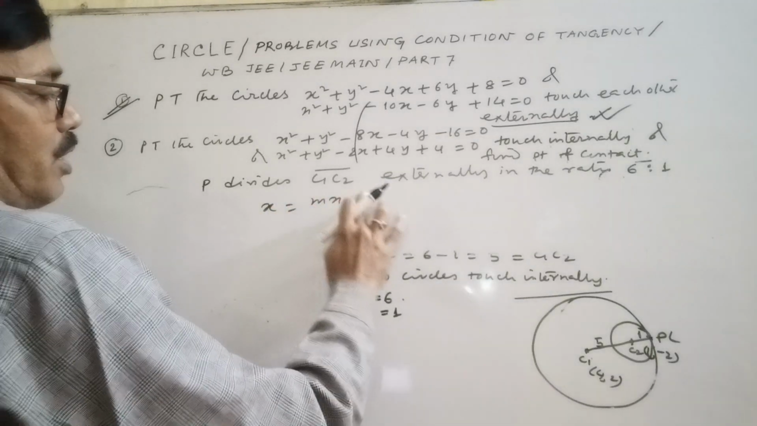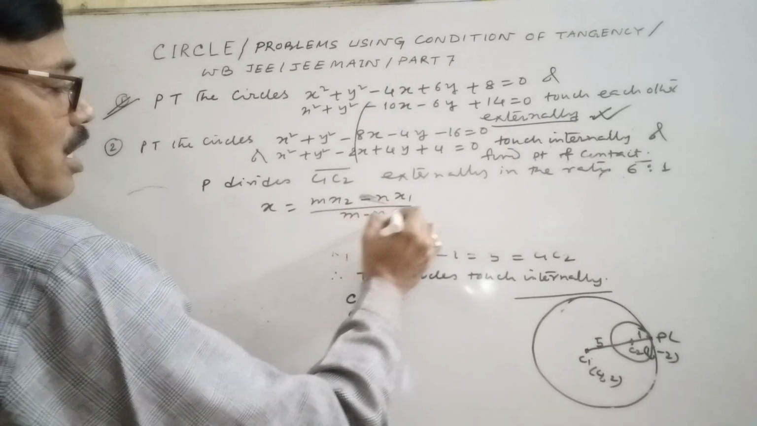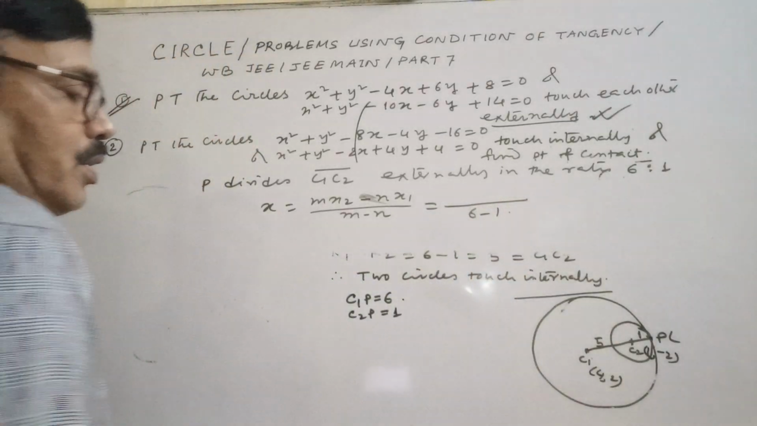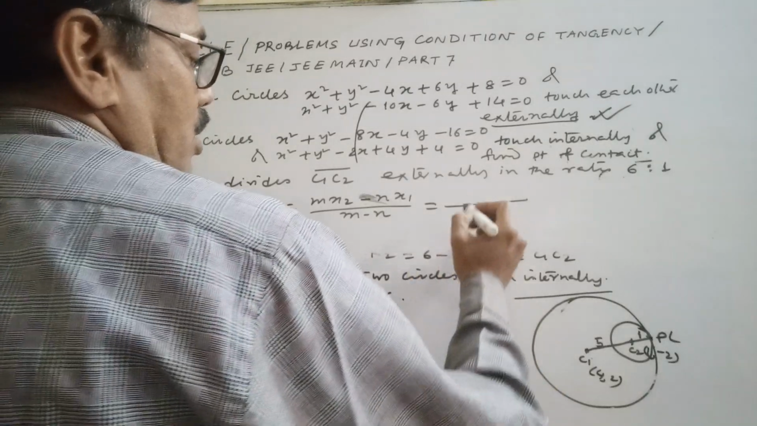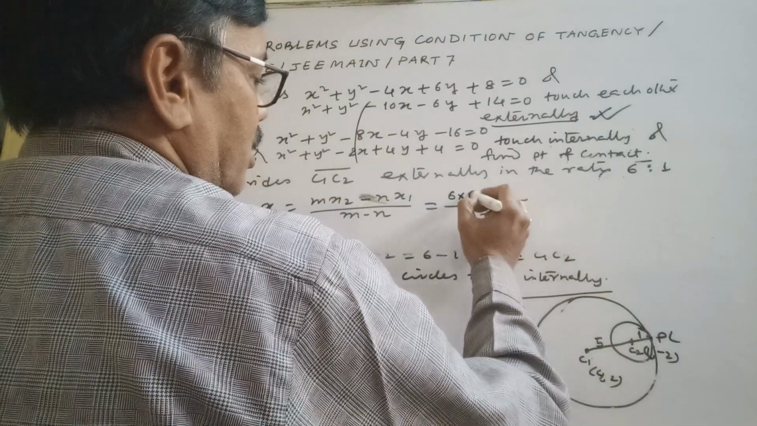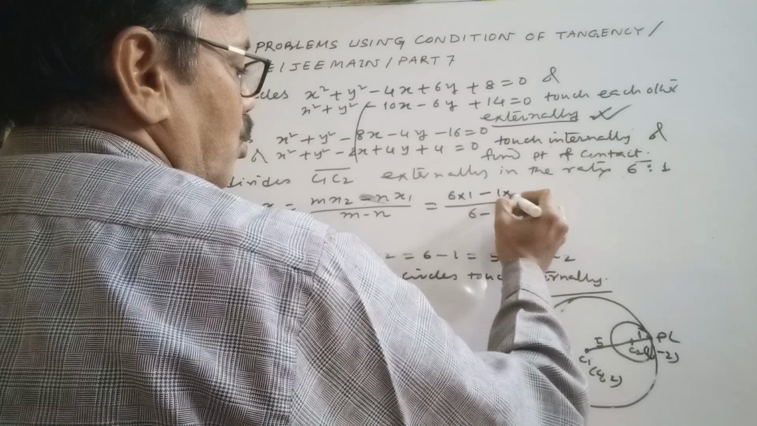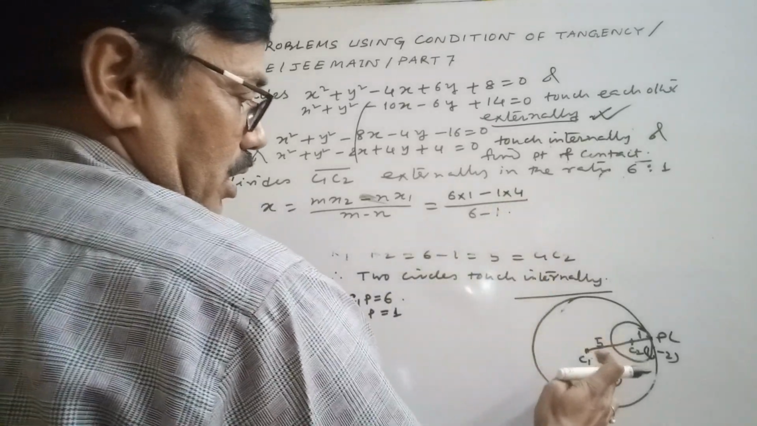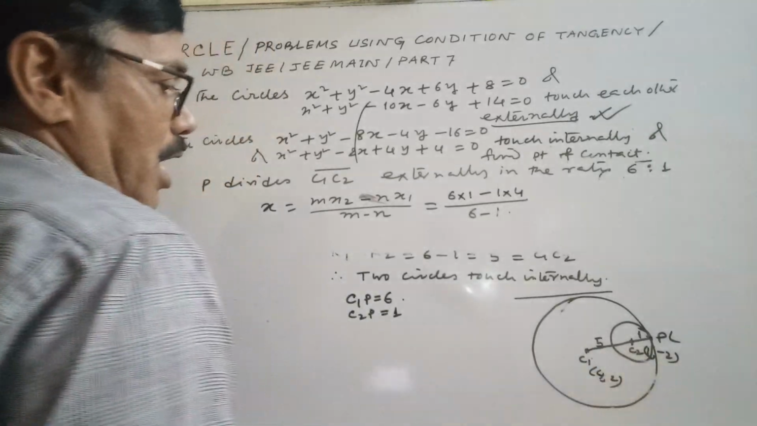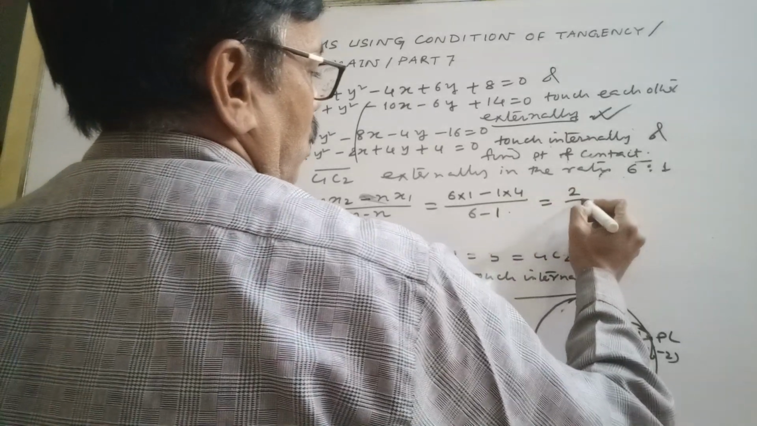x equals mx2 minus nx1 by m minus n. External division. So 6 minus 1. So 6 into x2. What is x2? This is 1. 6 into 1 minus 1 into 4, by 6 minus 1. So 2 by 5.